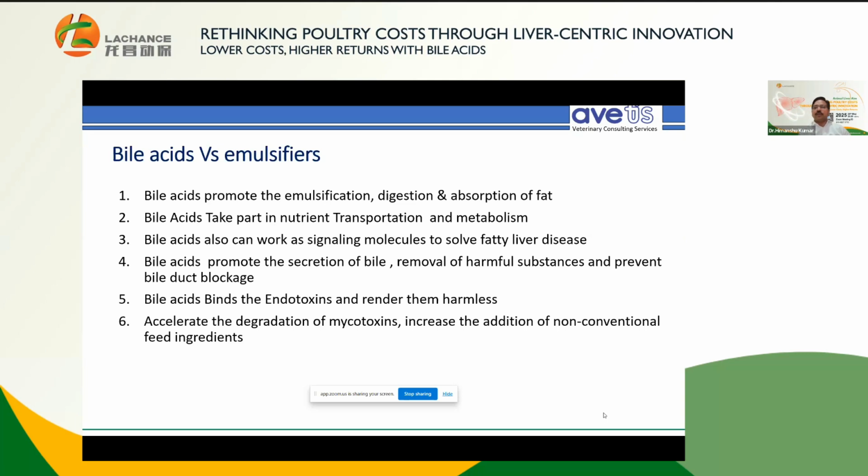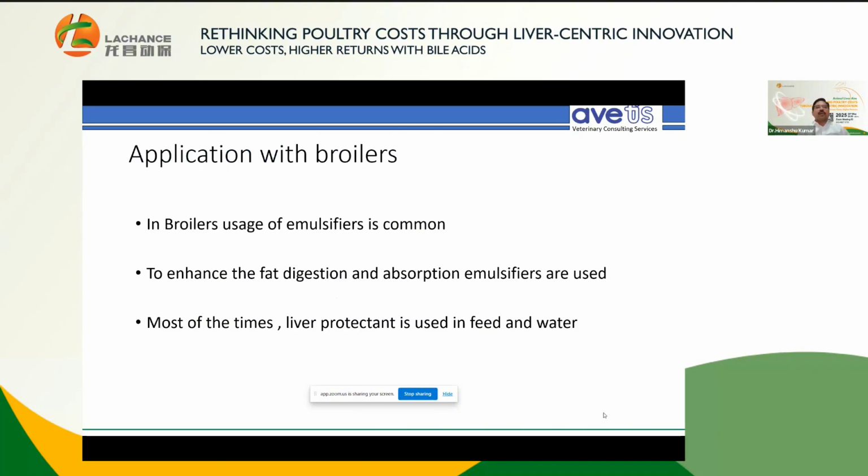Accelerated detoxification of mycotoxins, and increased inclusion of non-conventional feed ingredients. Its application is in broilers, where the use of emulsifiers is more common, and largely it is used in the finisher stage and starter stage, and less in the pre-starter stage. But in fact, it is required in all the stages, no doubt. Oil is used less in pre-starter than in starter and finisher.